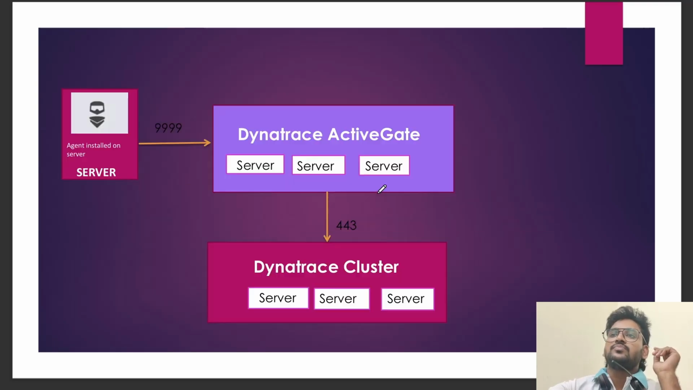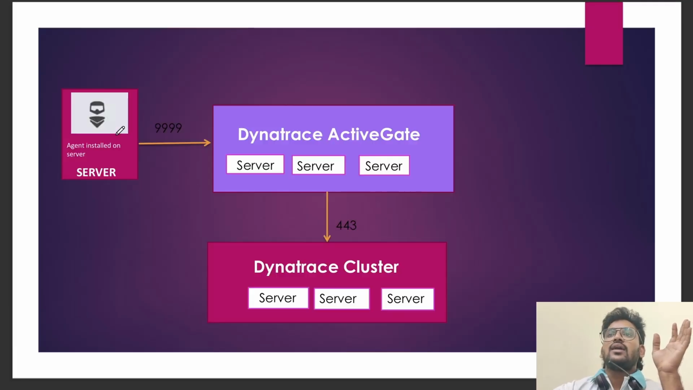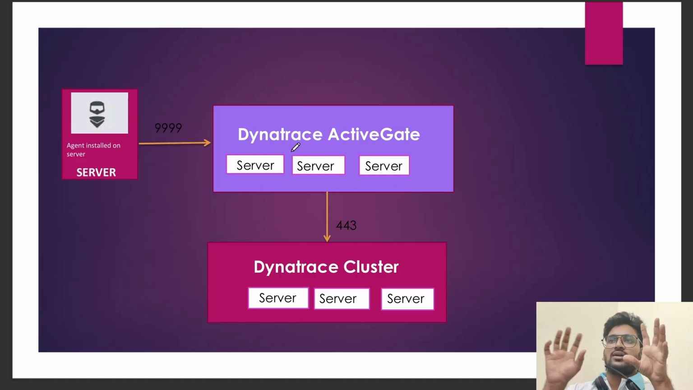And also with ActiveGate, Dynatrace OneAgent can send the data to the Dynatrace cluster. The final destination will be the Dynatrace cluster. If it didn't install the Dynatrace ActiveGate, I will explain about the ActiveGate later in the next video. What is the ActiveGate? For now, you can imagine a routing mechanism is there in the Dynatrace ActiveGate.